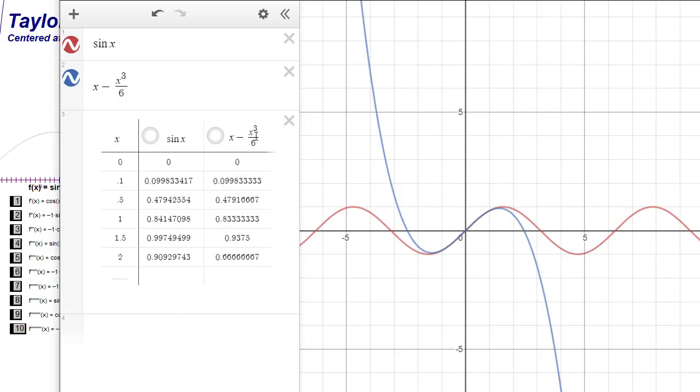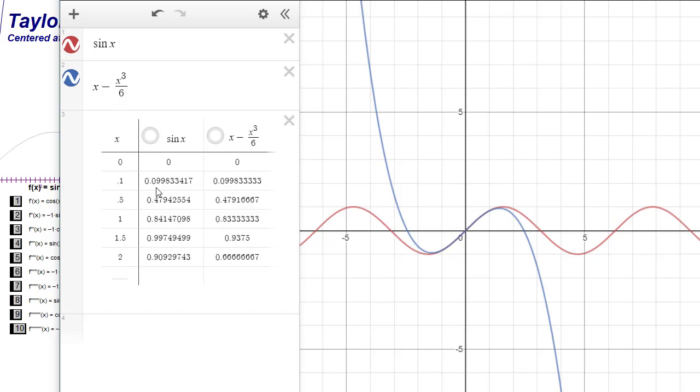But if I plug 0 into this polynomial, I also get 0. So condition number 1 is met. The function values are the same. Now, the first through the third derivatives are also the same. So let's see how that affected the accuracy.